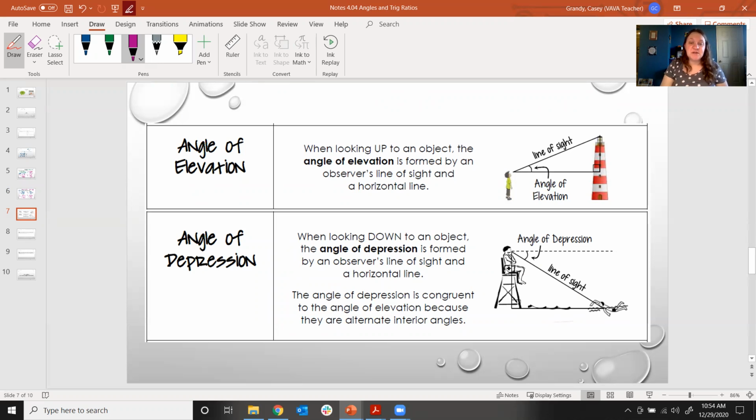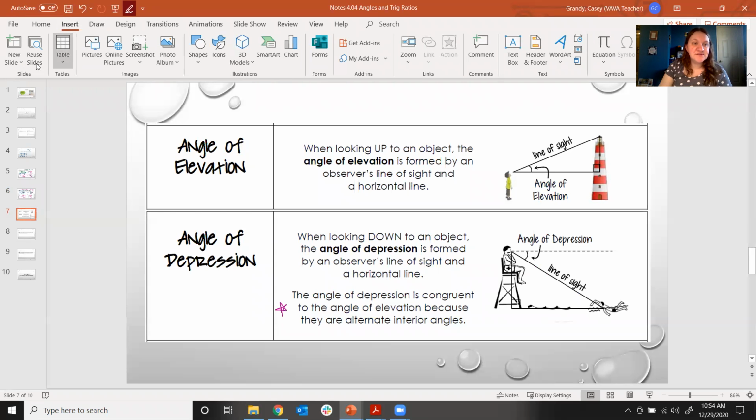Angle of depression is when you're looking straight out, and then you look down. So that angle that's created is the angle of depression. What's important to note here is the angle of depression is congruent to the angle of elevation because they're alternate interior angles. Remember those alternate interior angles?